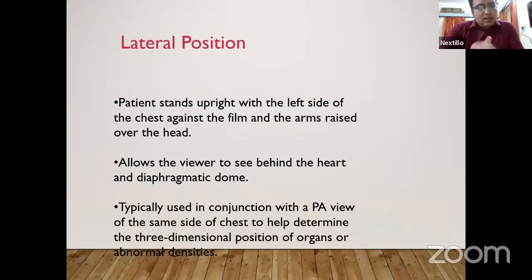Lateral position. How is the position? The patient stands upright with the left side of the chest against the film and arms raised over the head. Why is it required? In AP and PA, there are a few areas which we are not able to see, like the retrocardiac area, behind the heart. When looking at an X-ray in PA or AP, we can see both sides of the lung, the bilateral lungs. But there is an area behind the heart called the retrocardiac area. We can't appreciate that area because, due to the heart, it appears white. So there is a possibility that we can miss it.